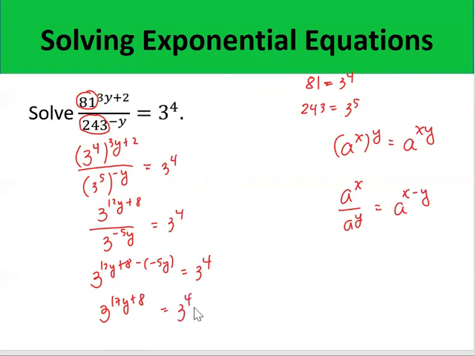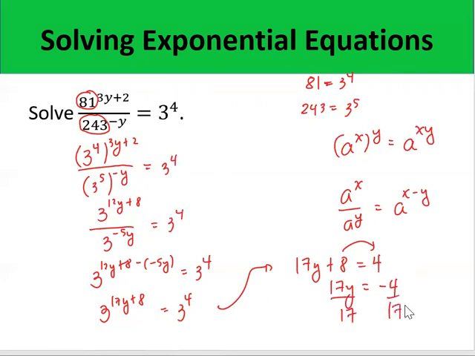So since our equation now has the same base 3, then by the one-to-one property of exponential functions, we can just equate their exponents. So this means that 17y plus 8 is now equated to positive 4. And then transposing 8 to the other side, we get 17y is equal to negative 4 because it's 4 minus 8. And then dividing both sides by 17, we get y is equal to negative 4 over 17. So this is our solution for this particular equation.